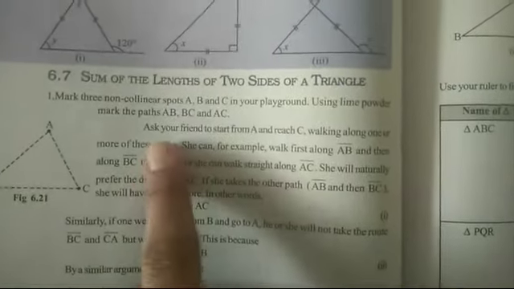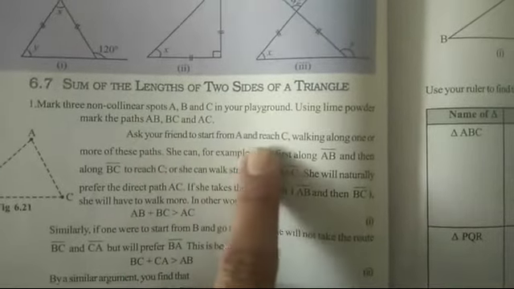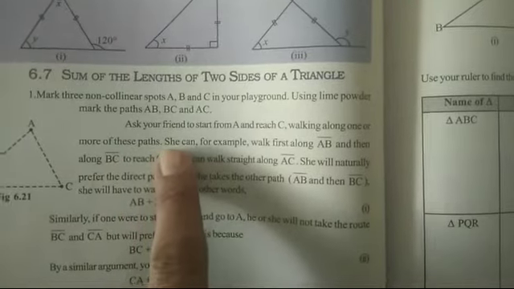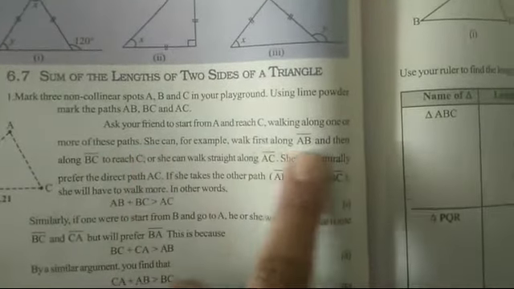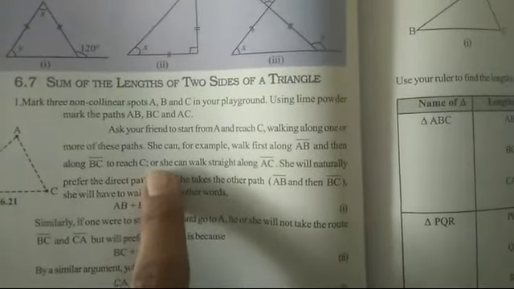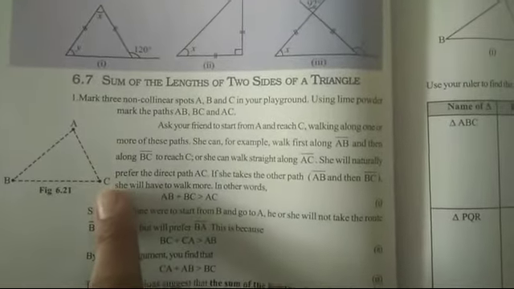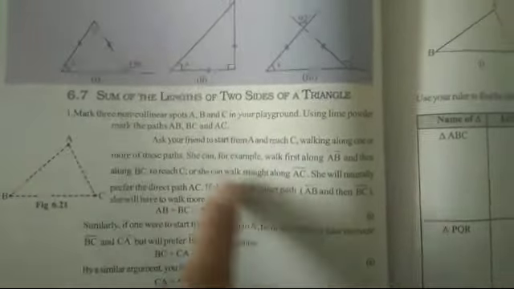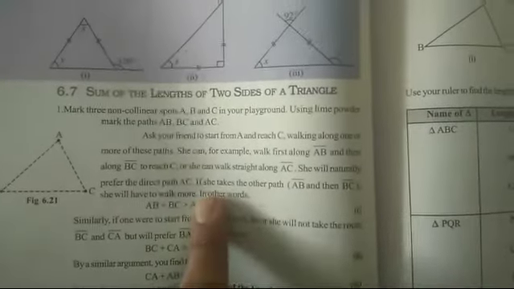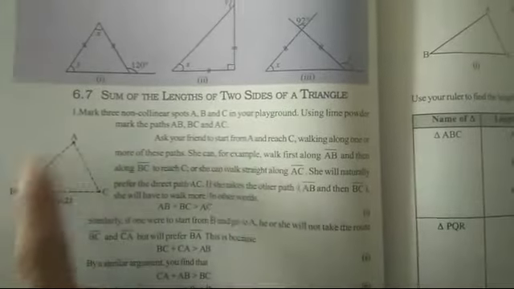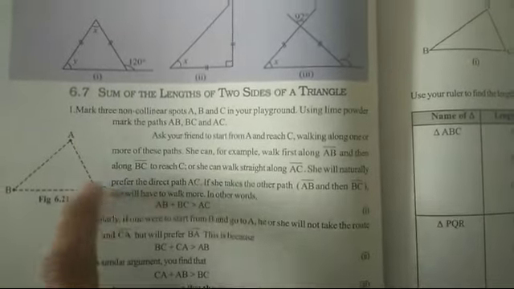Now ask your friend to start from A and reach C, walking along one or more of these paths. She can, for example, walk along AB, then along BC to reach C, or she can walk straight along AC. So to reach C, it is either AB then BC, or directly AC. Two ways we have here. So what is the conclusion? Conclusion is that when we add the lengths AB and BC, it is greater than AC.